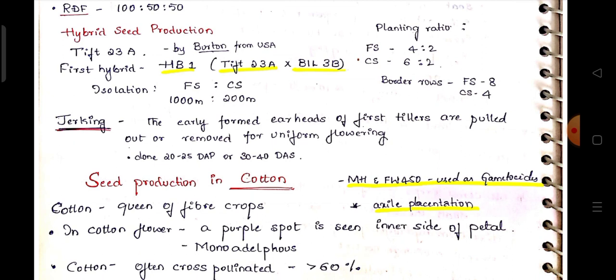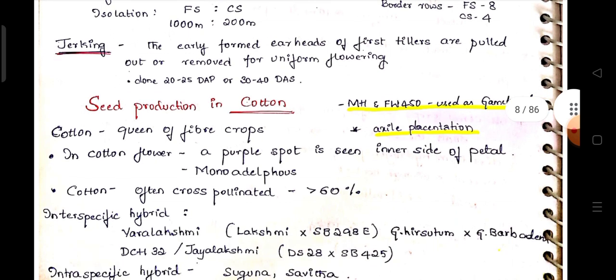Coming to cotton crop, MH and FW450 are used as gametocides in case of cotton. Here axile placentation is found. Cotton is called the queen of fiber crops. In the flower of cotton, if a purple spot is seen on the inner side of the petal, it is monadelphous.